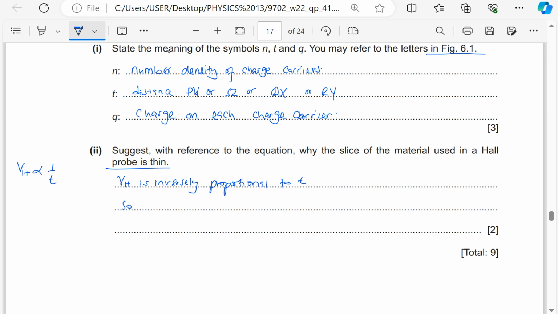So it means T needs to be small enough for VH to be large enough. T needs to be small for VH to be large enough to measure.